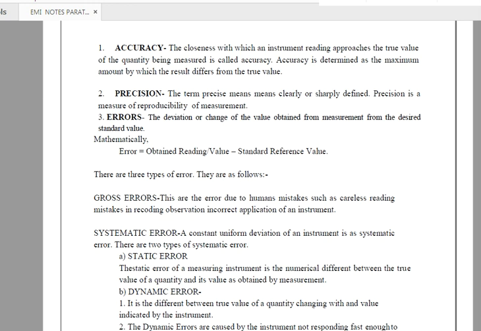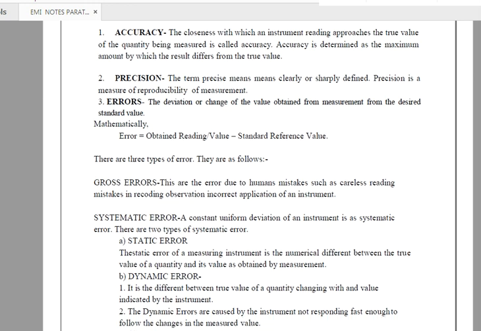Then systematic error. A constant uniform deviation of an instrument is called systematic error. Systematic error is further divided into two types: one is static error and the second is dynamic error.